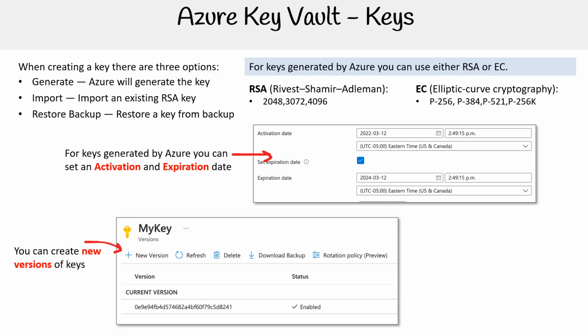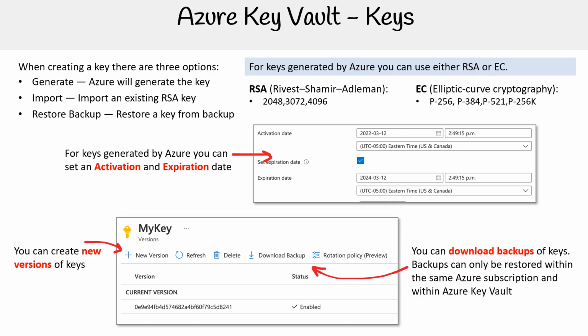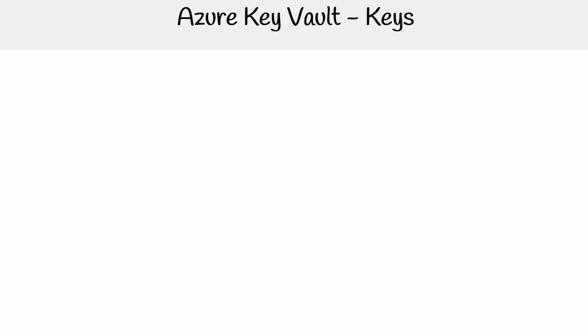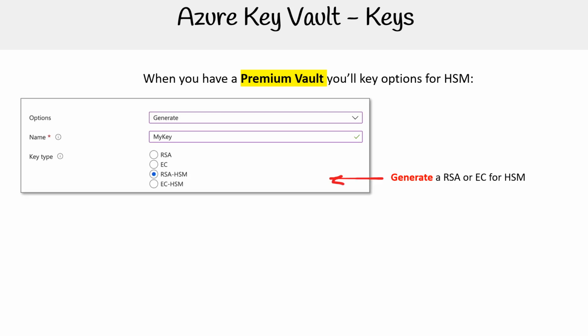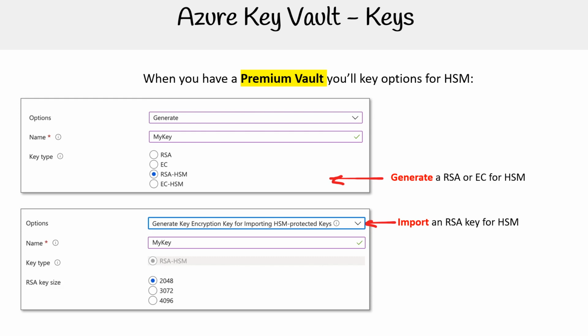You can create new versions of keys, so that's a cool benefit. You can download backups of keys. Backups can only be restored within the same Azure subscription and within Azure Key Vault. I think we do that in the follow along. So for premium vaults, you do have additional options for HSM, and it's not that fancy. It's just like RSA and EC are repeated here, but with hyphen HSM to specify it's going to the hardware security module. You can generate, you can import for the HSM.